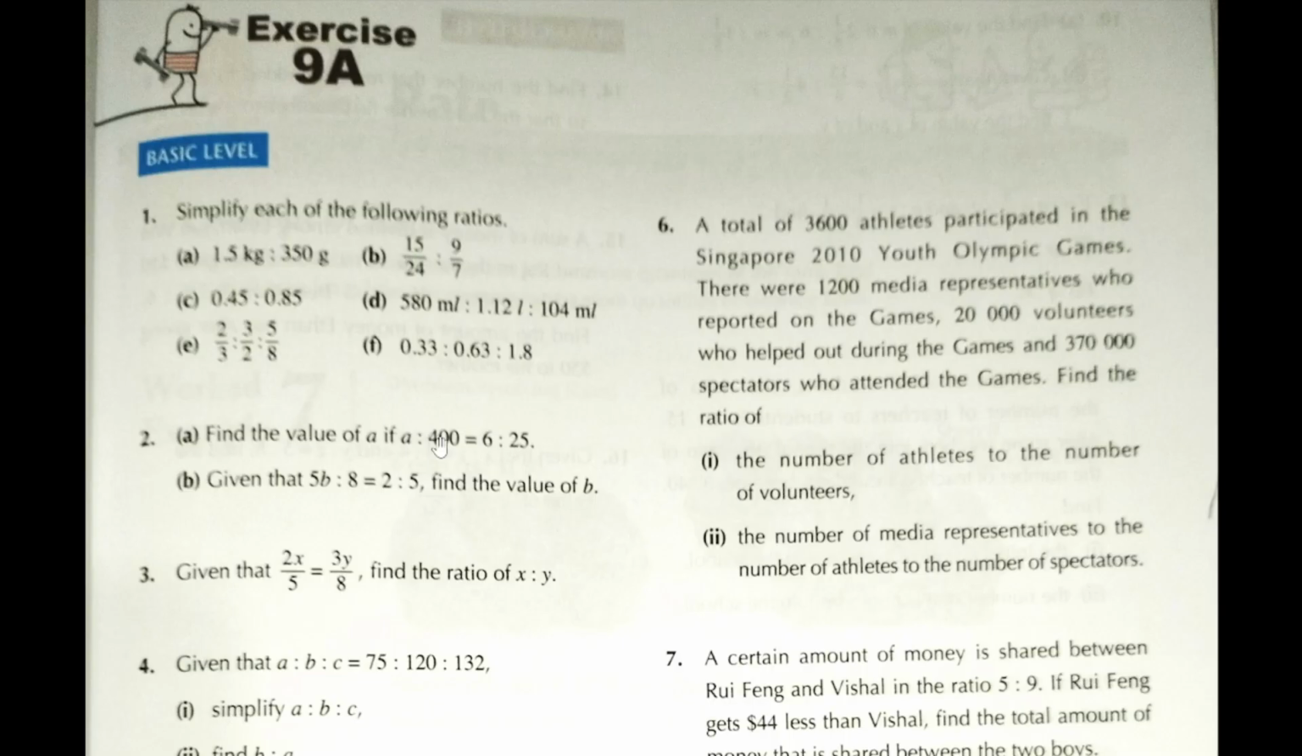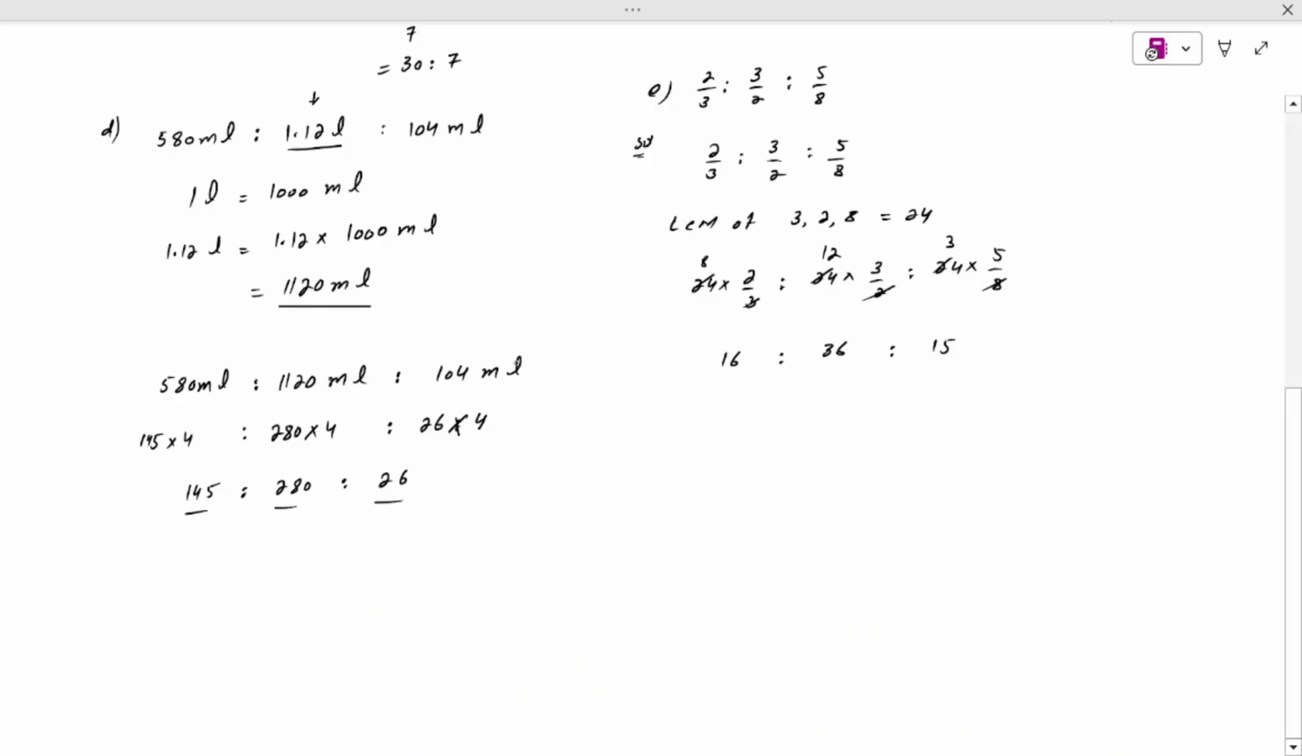Now let us solve the part F, and the part F is 0.33 ratio 0.63 ratio 1.8. So the part F is 0.33 ratio 0.63 ratio 1.8. Converting these decimals into fractions, we can write as 33 over 100 because we have two digits after the point in this decimal. So we put two zeros after 1 in the denominator.